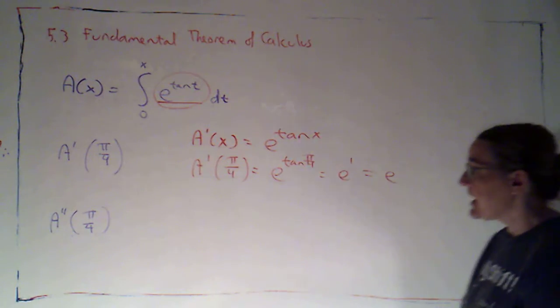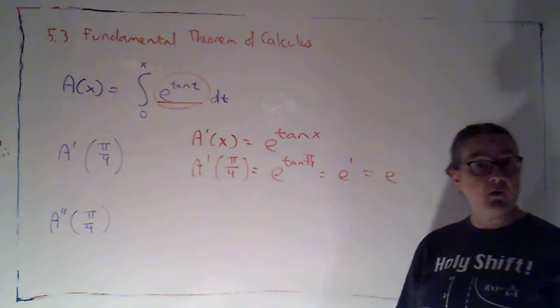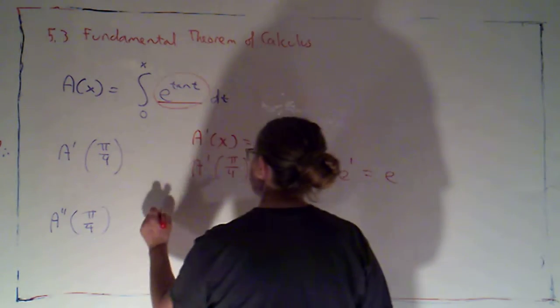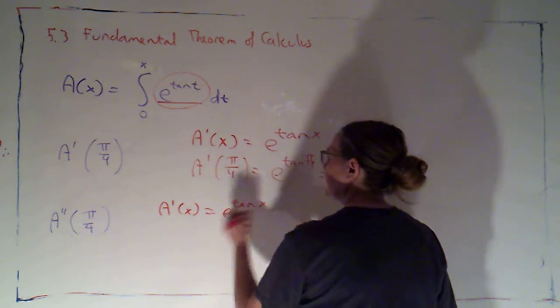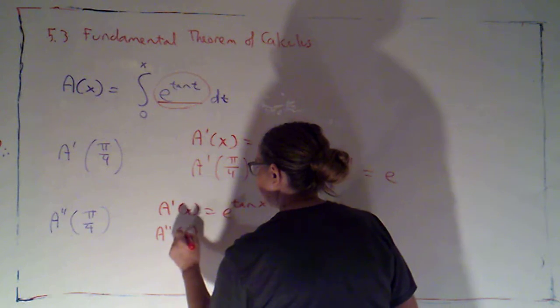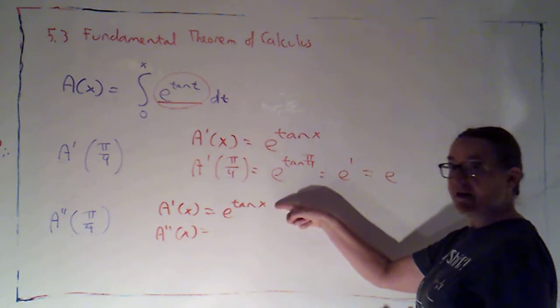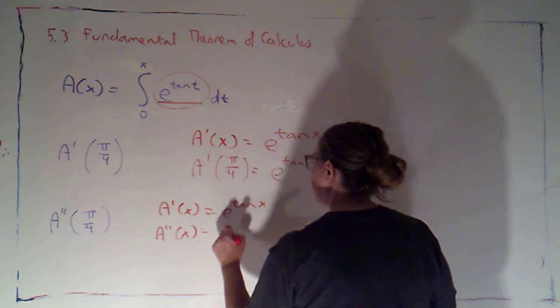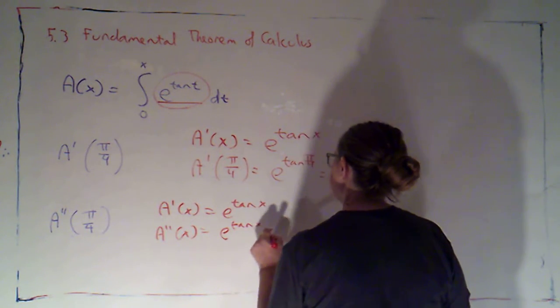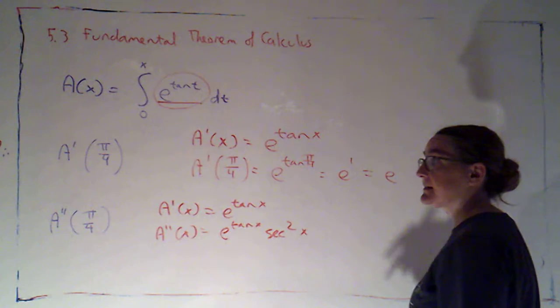Excellent. Now, if I want to find the second derivative at a point, that's also a two-step process. I'm going to start with the first derivative because I have a formula for that, and I'm going to find the second derivative. So here, this is something you could do before we learn the fundamental theorem. This is just chain rule. That's going to give me e to the tangent of x times secant squared of x.